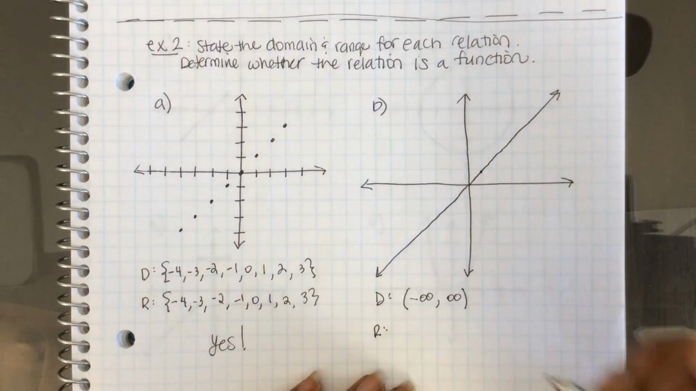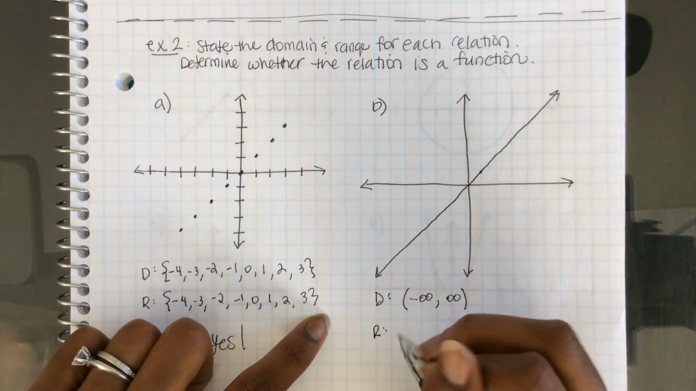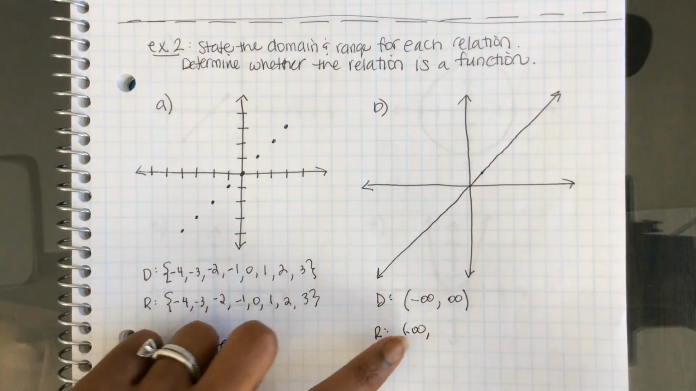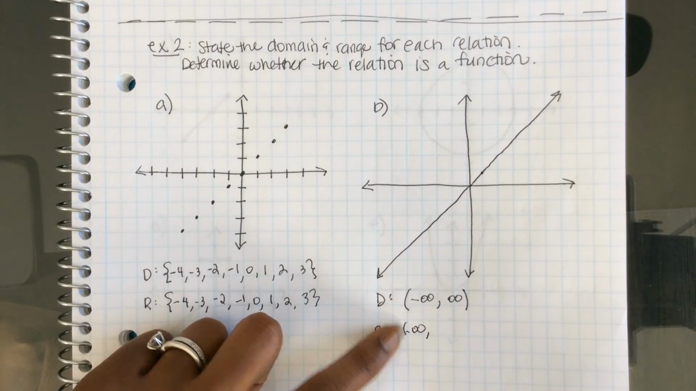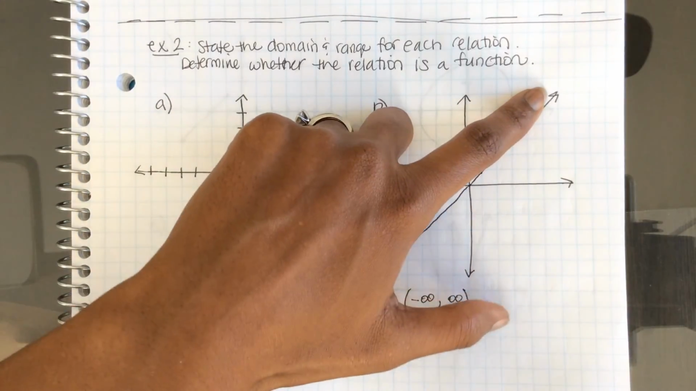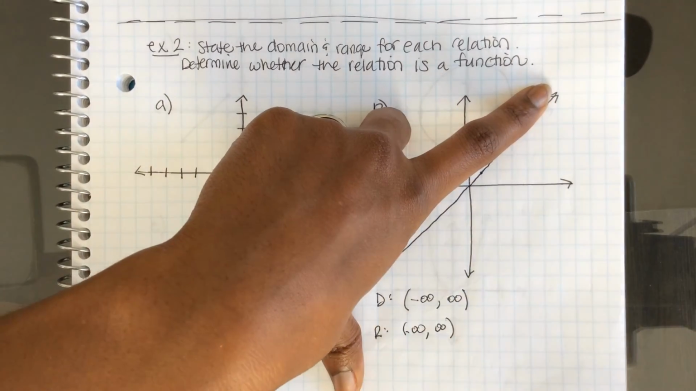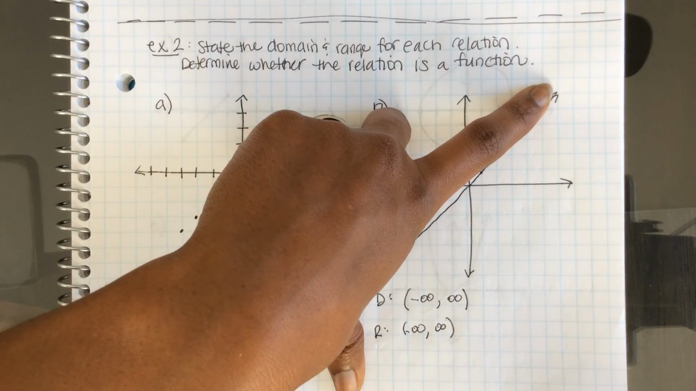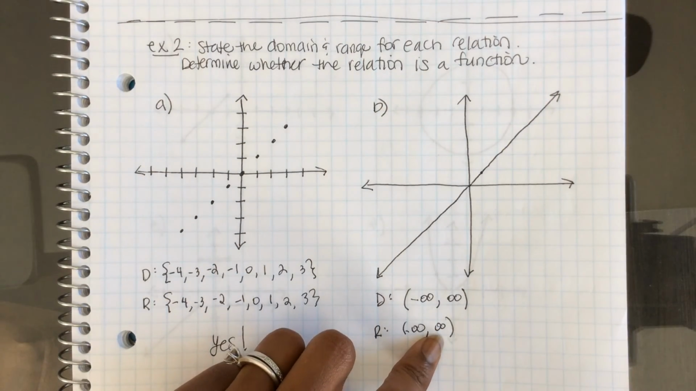My range is also going down to -infinity, but I can never equal it, so I have a parenthesis up to +infinity, which also I cannot equal, which is why I put parentheses.